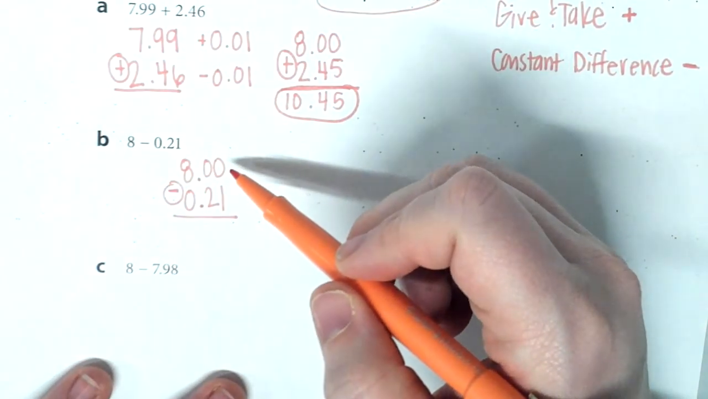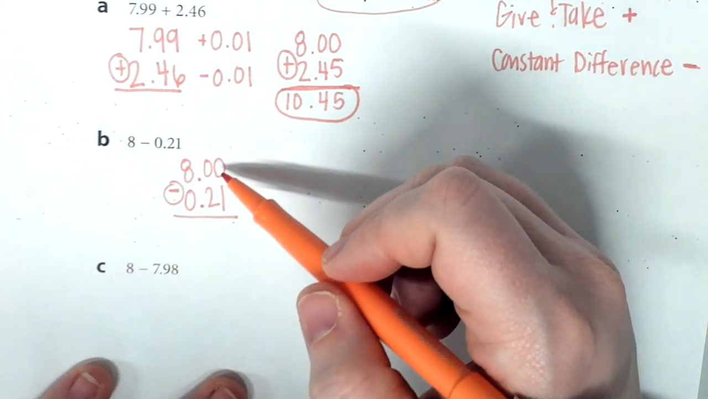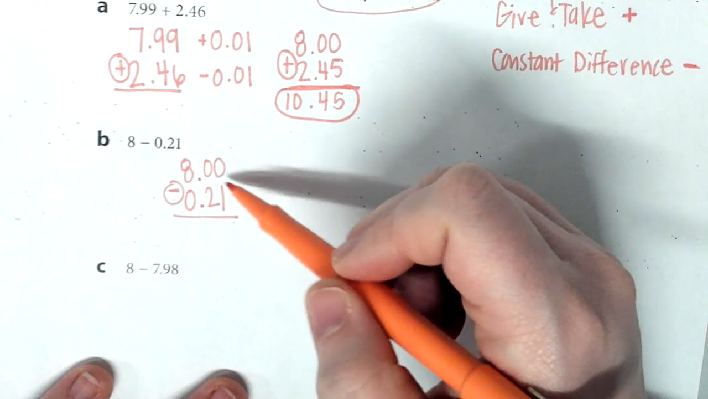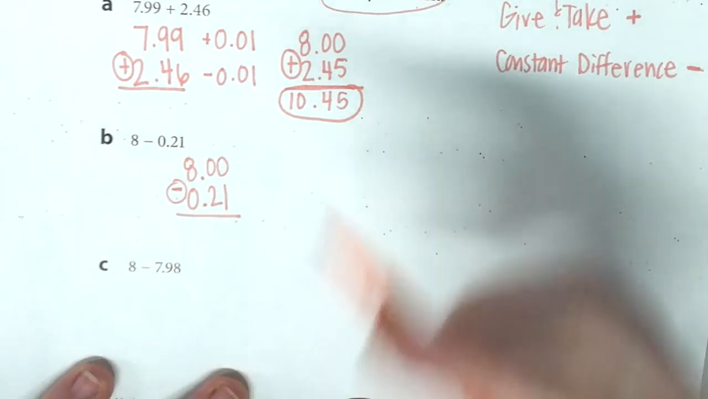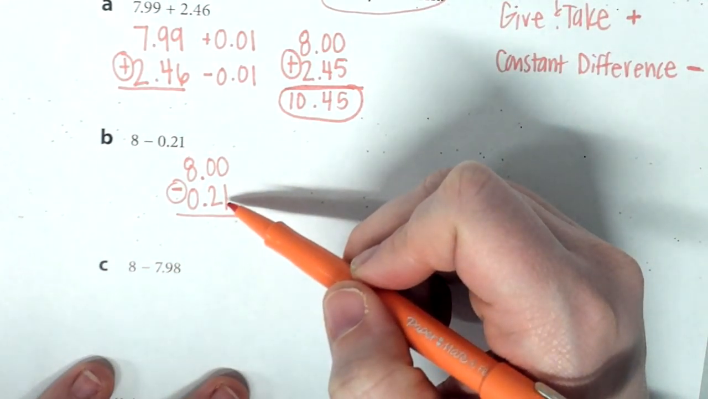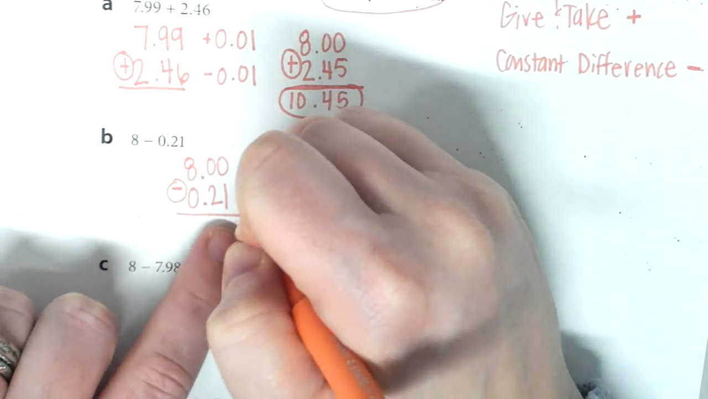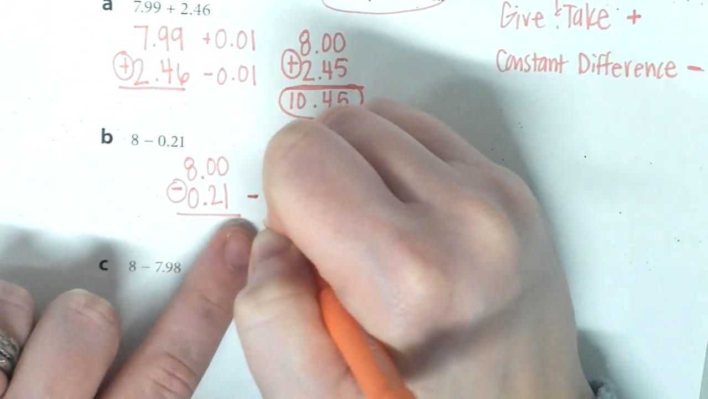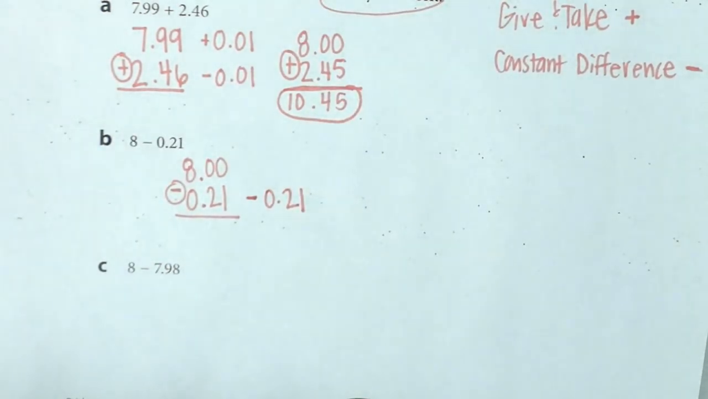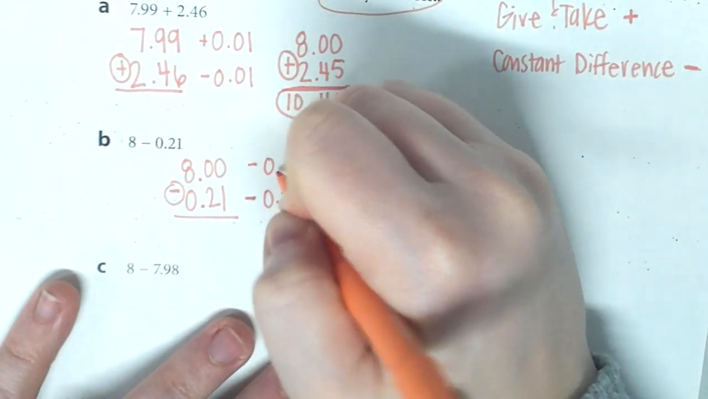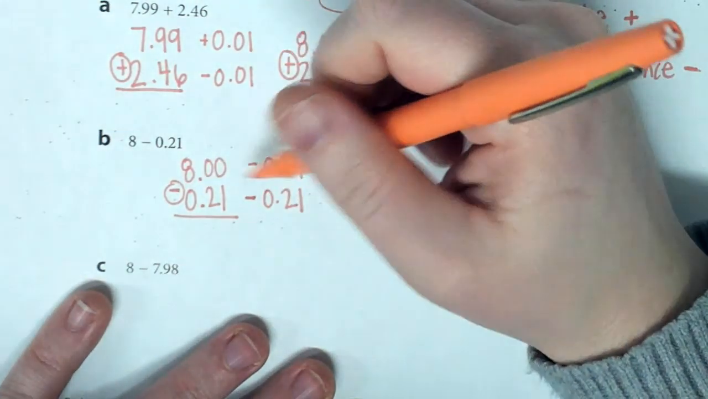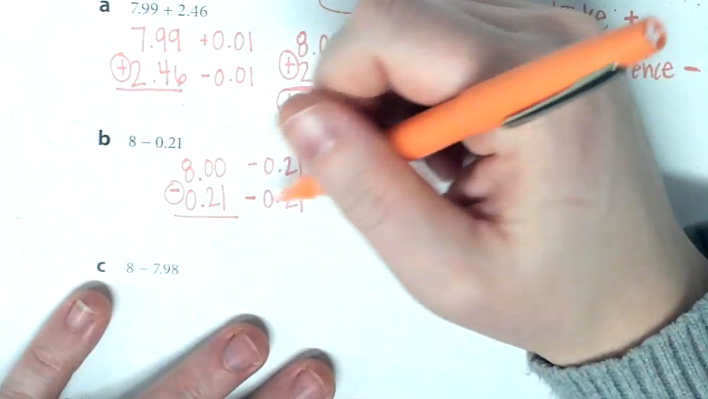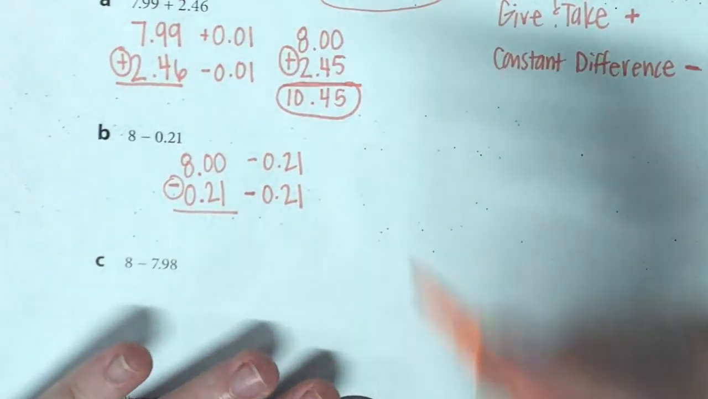Constant difference. The trick with constant difference is that we want the bottom number to have the zeros. What could I do? I could make this problem really easy. What if I subtract 0.21 from here? And subtract 0.21 from here? Which essentially becomes my same problem. It's $8 minus 21 cents, which is the same thing I'm trying to solve.